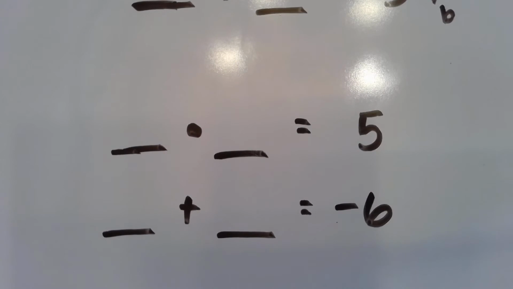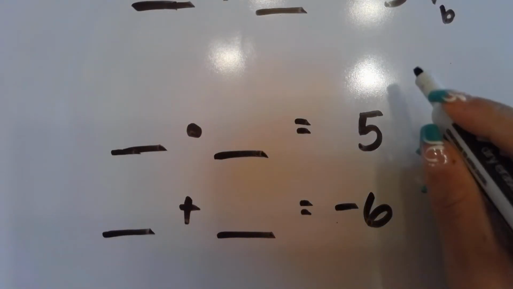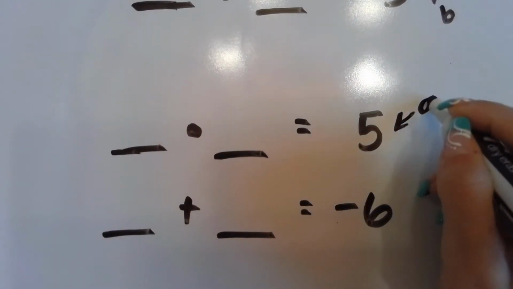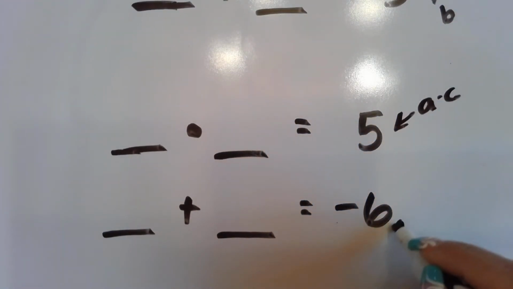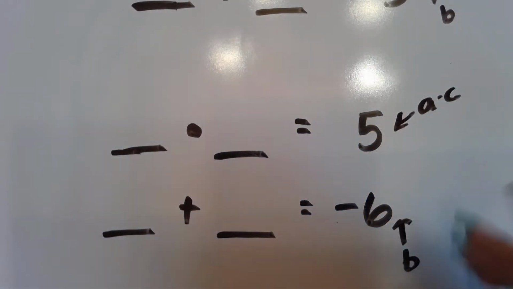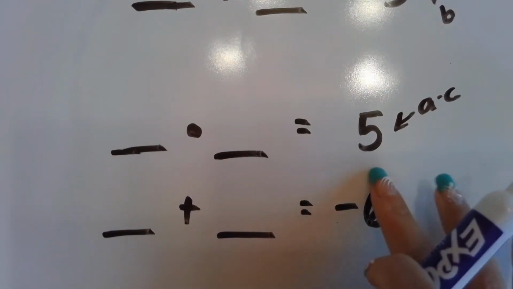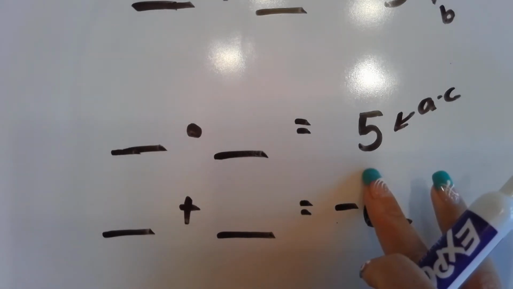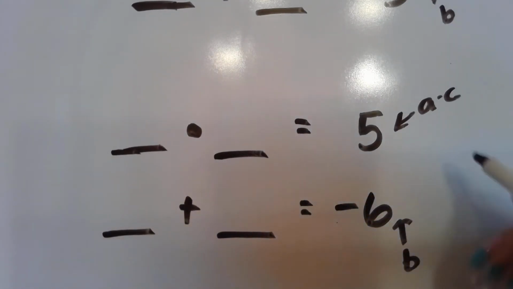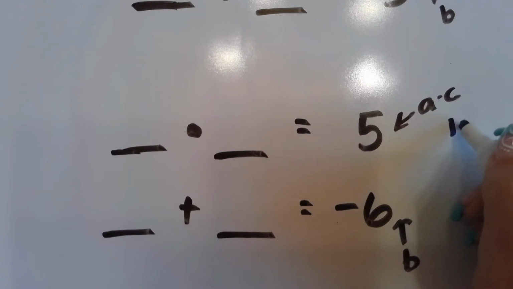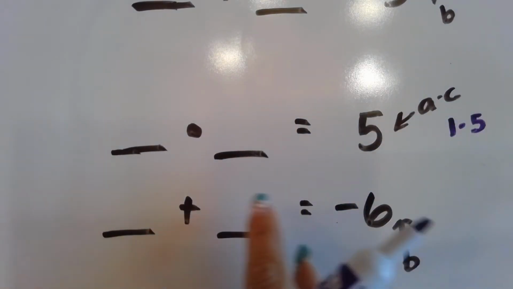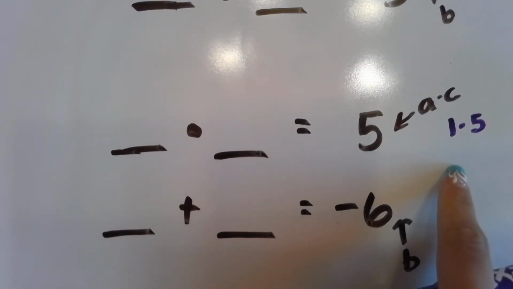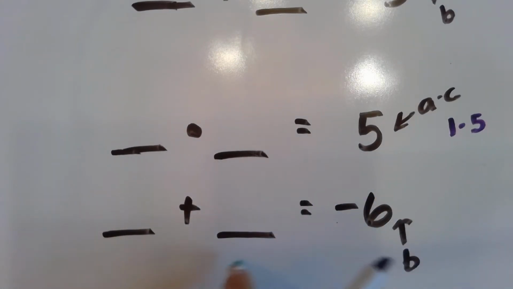Same here, where we know that this is going to be our A times C, and this one's going to be our B. I will show you what all that is, but I want you to have it in the back of your mind. So, what two numbers multiply to 5? Let's write it out. 1 times 5. That's all.